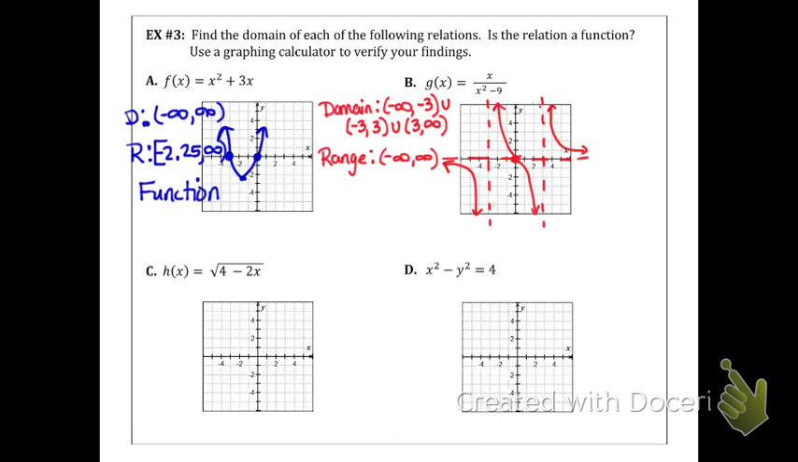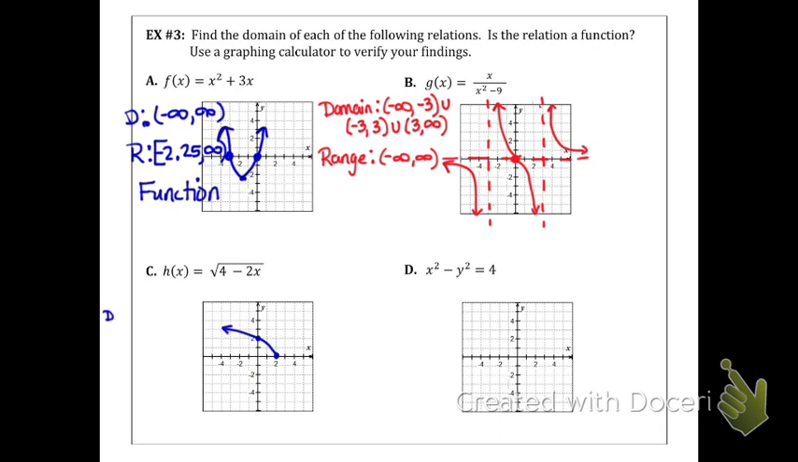All right, C. C is a square root function. It's got a reflection, some shifting and stuff going on. So let's see, it's going to look something like, got a point here, we have a point up here. So it's going to look like this.